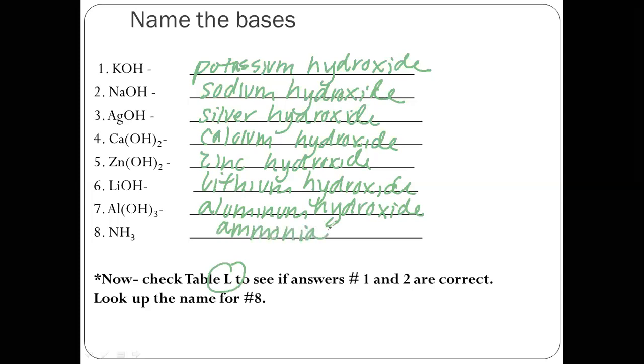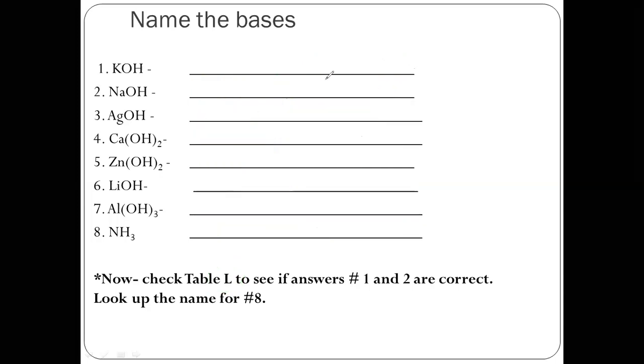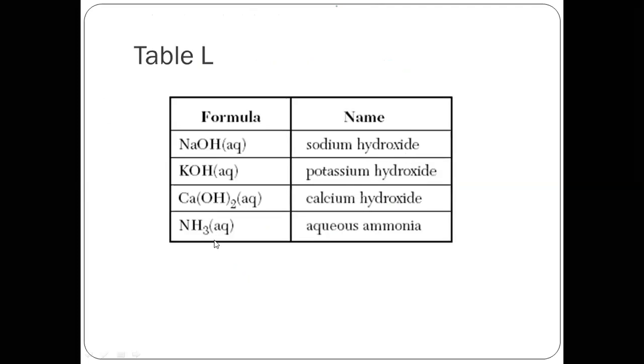Okay. So just like with the acids, the bases also have a table that gives you some common bases. So sodium hydroxide, potassium hydroxide, calcium hydroxide, and ammonia.